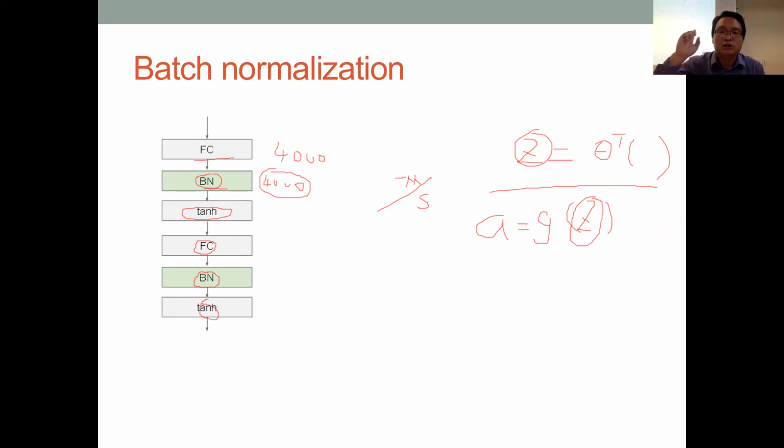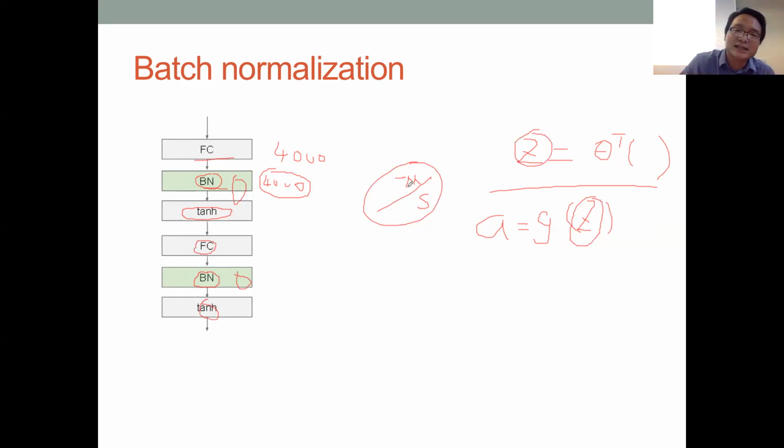Then you may have a question about the gradient. Once you insert this layer, you change the flow graph. So how could you calculate the gradient? The good news is the normalization itself has a gradient.